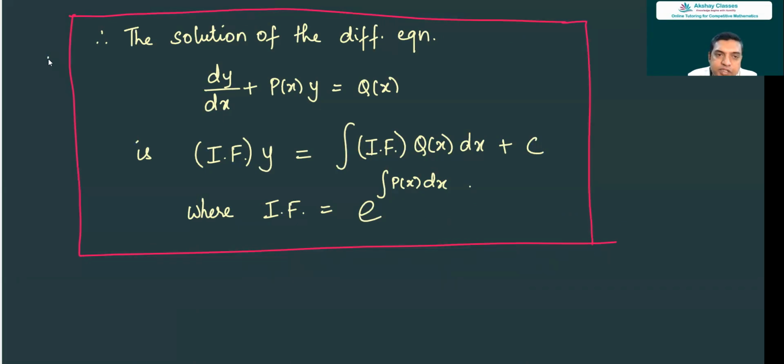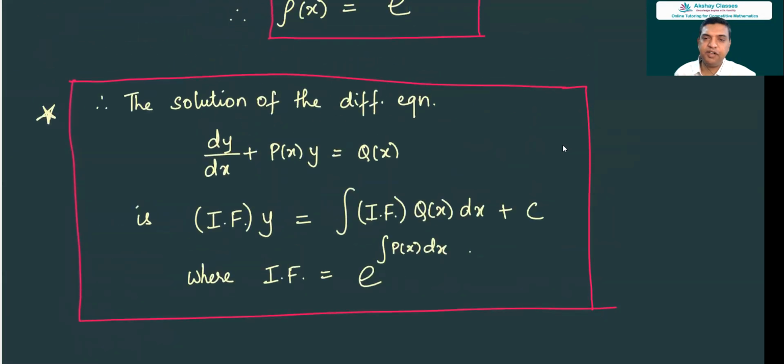If you don't remember those steps, doesn't matter, but you should know what is the concept of integrating factor. Integrating factor is that function of x. When you multiply throughout the differential equation, the left hand side becomes the total derivative. And then after that, you can easily integrate it. So the solution is this: integrating factor times y is equal to integral of integrating factor times q of x dx plus c.